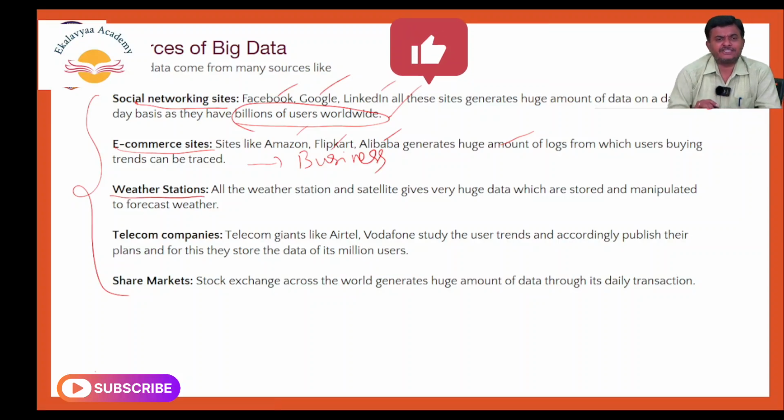Next, weather stations. All the weather station satellites give very huge data which is stored and manipulated to forecast weather. That is, using the previous weather patterns, you can predict the upcoming weather situations in a specific location. Next, telecom companies. Telecom giants like Airtel, Vodafone study the user trends and accordingly publish their plans, and for this they store the data of millions of users. They keep an eye on customer behavior and their strategies. Based on those strategies, they prepare new plans which help them generate more revenue.